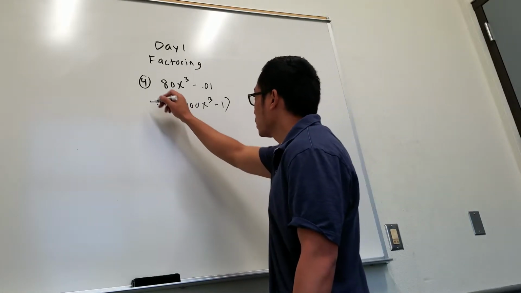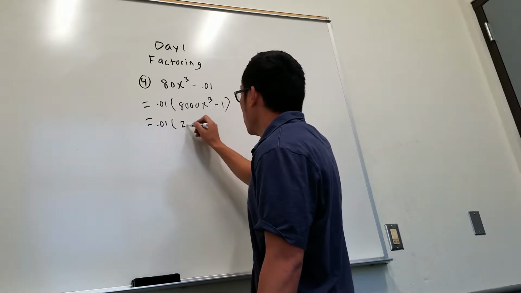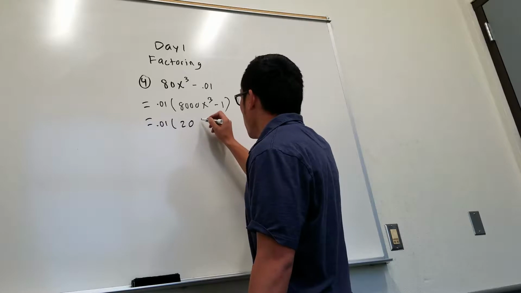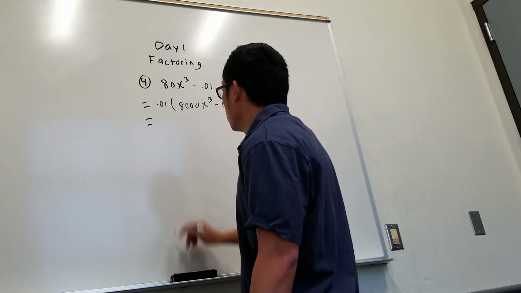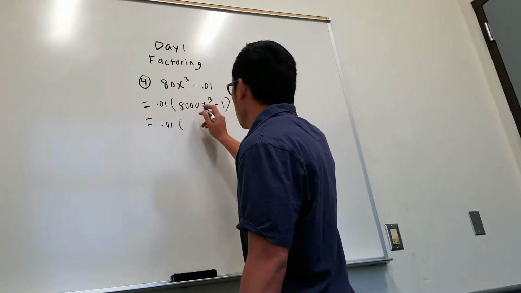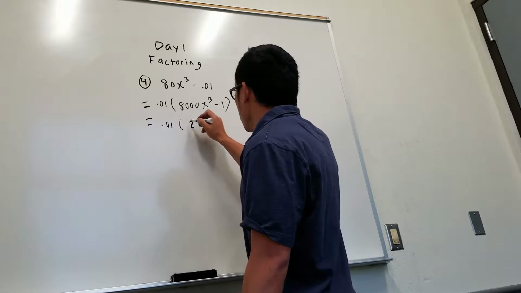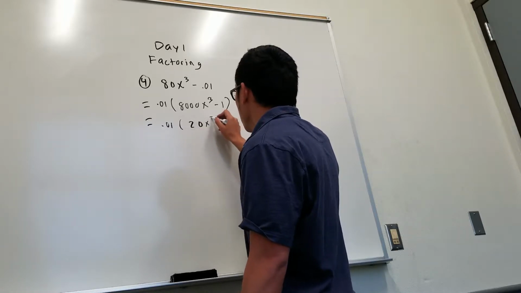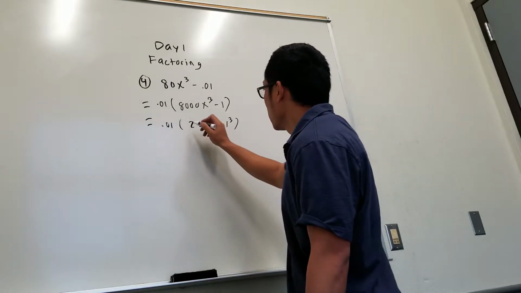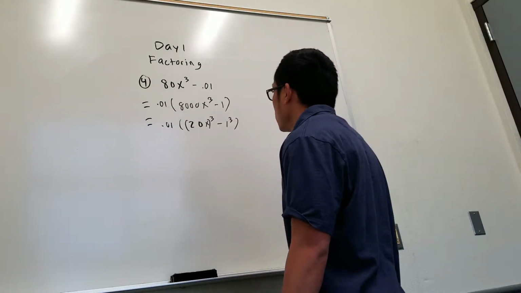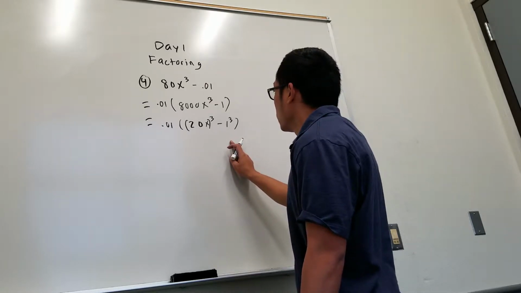So now we just break this down. So this is going to be really 20x, right? So let me write it here. Let me do another step here. So this is really 0.01. This is going to be in that form, 20x cubed minus b cubed. See that? 20x cubed minus b cubed. See? So this is really in the a cubed minus b cubed form, right?